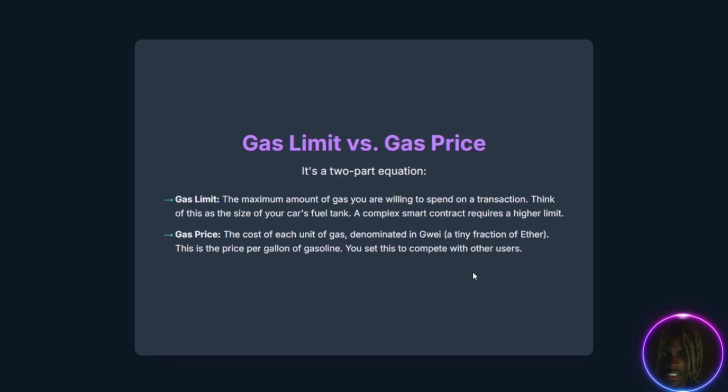Let's talk about the gas limit versus gas price. It's a two-part equation. Gas limit is the amount of gas that you're willing to spend on a transaction. Think of this as the size of your car's fuel tank. A complex smart contract requires a higher limit. And the gas price is the cost of each unit of gas, denominated in Gwei, a tiny fraction of ether. This is the price per gallon of gasoline, and it is set to compete with other users.